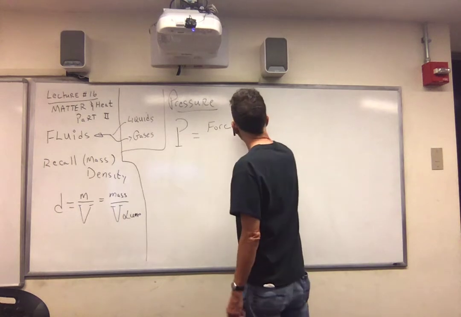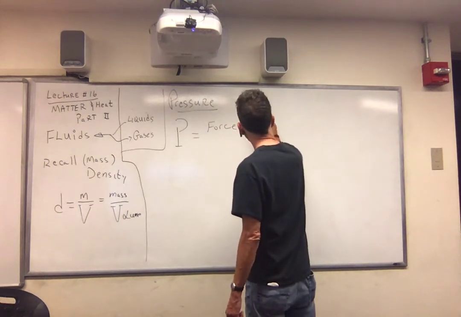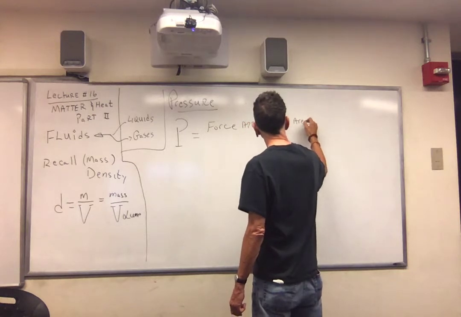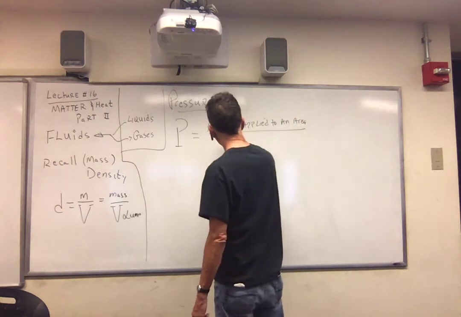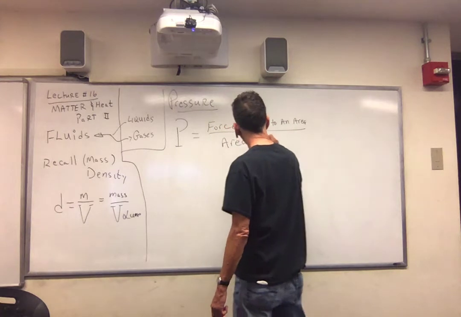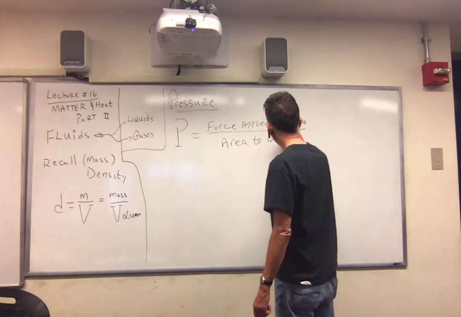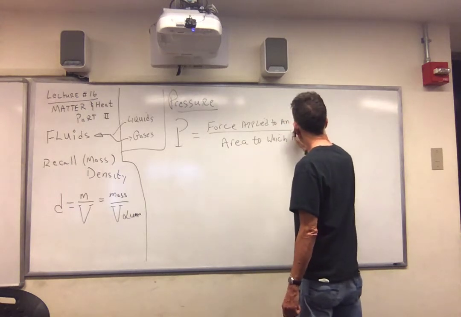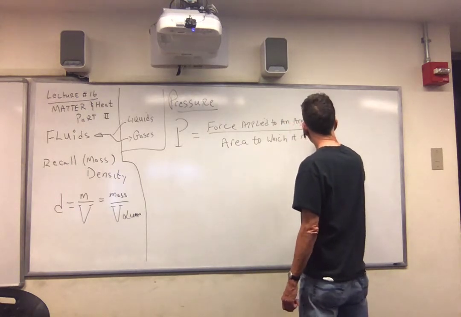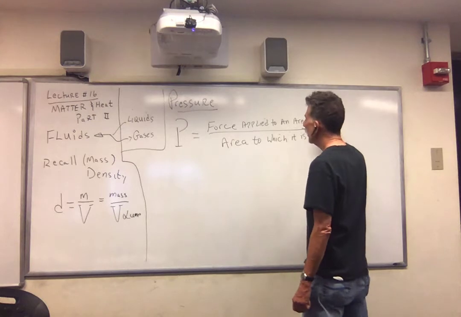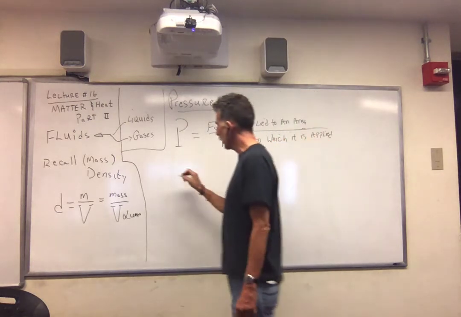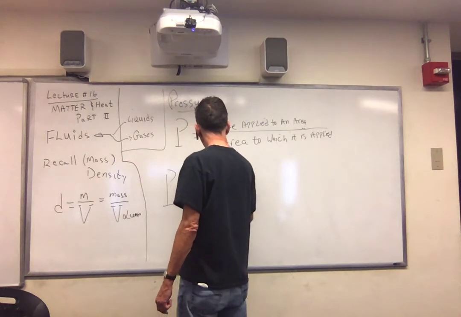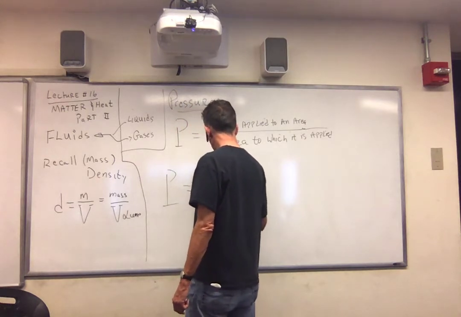applied to an area divided by the area to which it, the force, is applied. Okay? It's force over area. So let's look. P equals force divided by area.